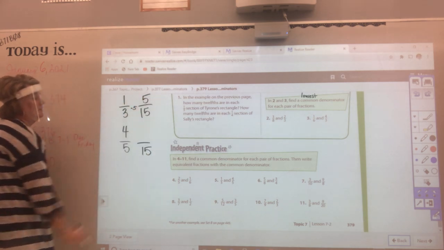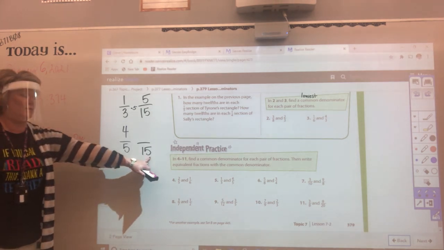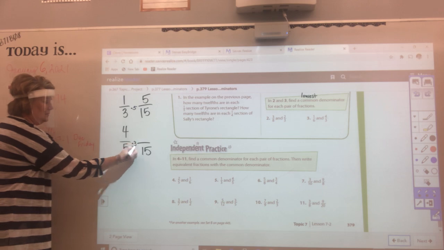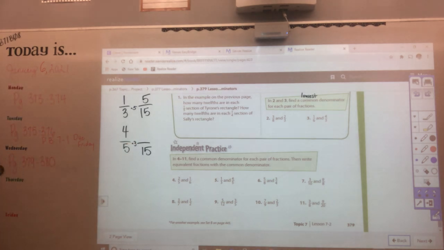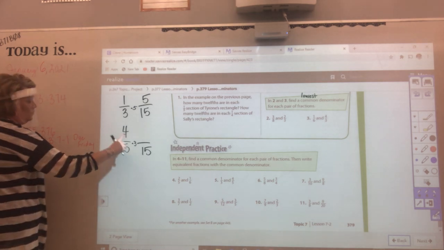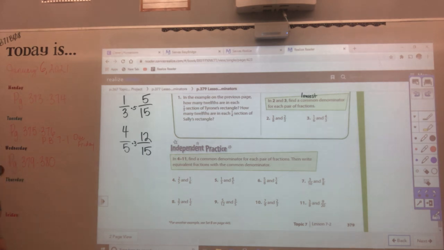5. Good. Now on the bottom, Luke, how do I go from 5 to 15? What did I multiply by? 3. So put times 3 right there in the middle. And if I multiply the bottom times 3, got to multiply the top times 3. So Cooper, what's 4 times 3? 12. There's your answer. 5/15 and 12/15.